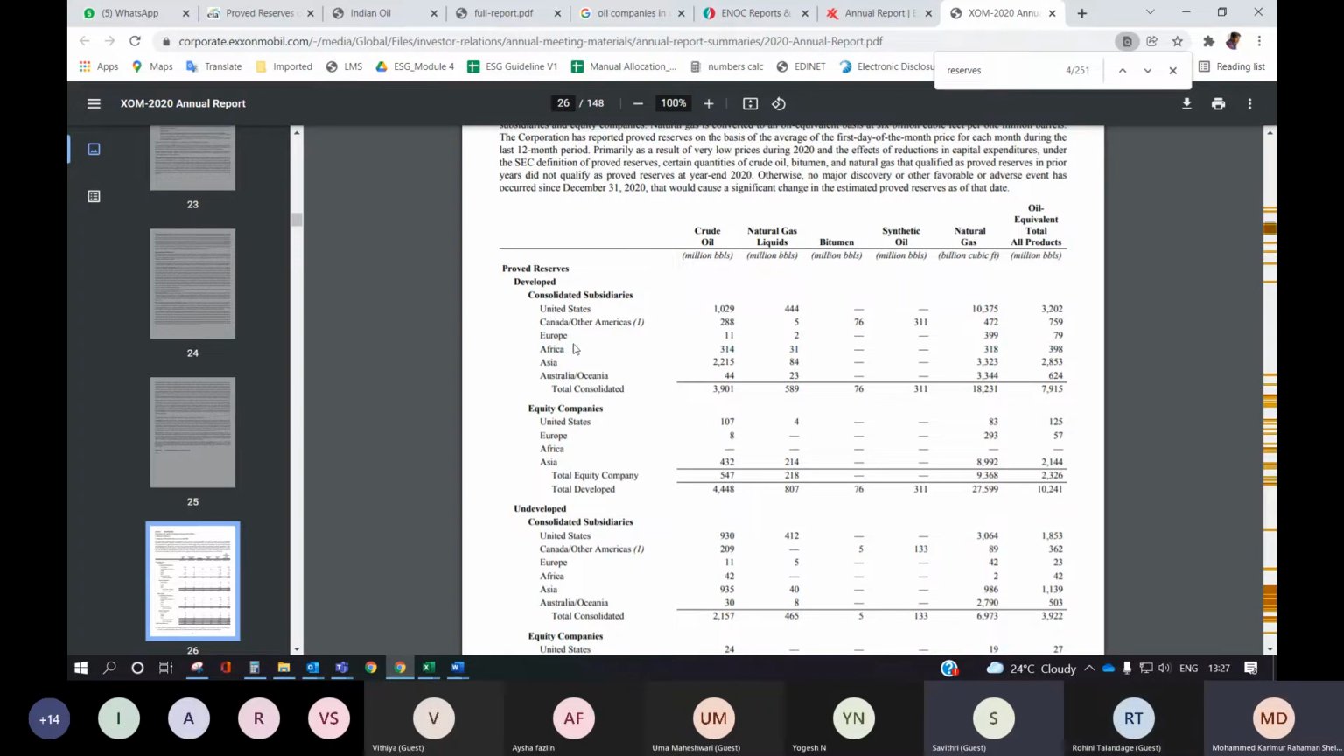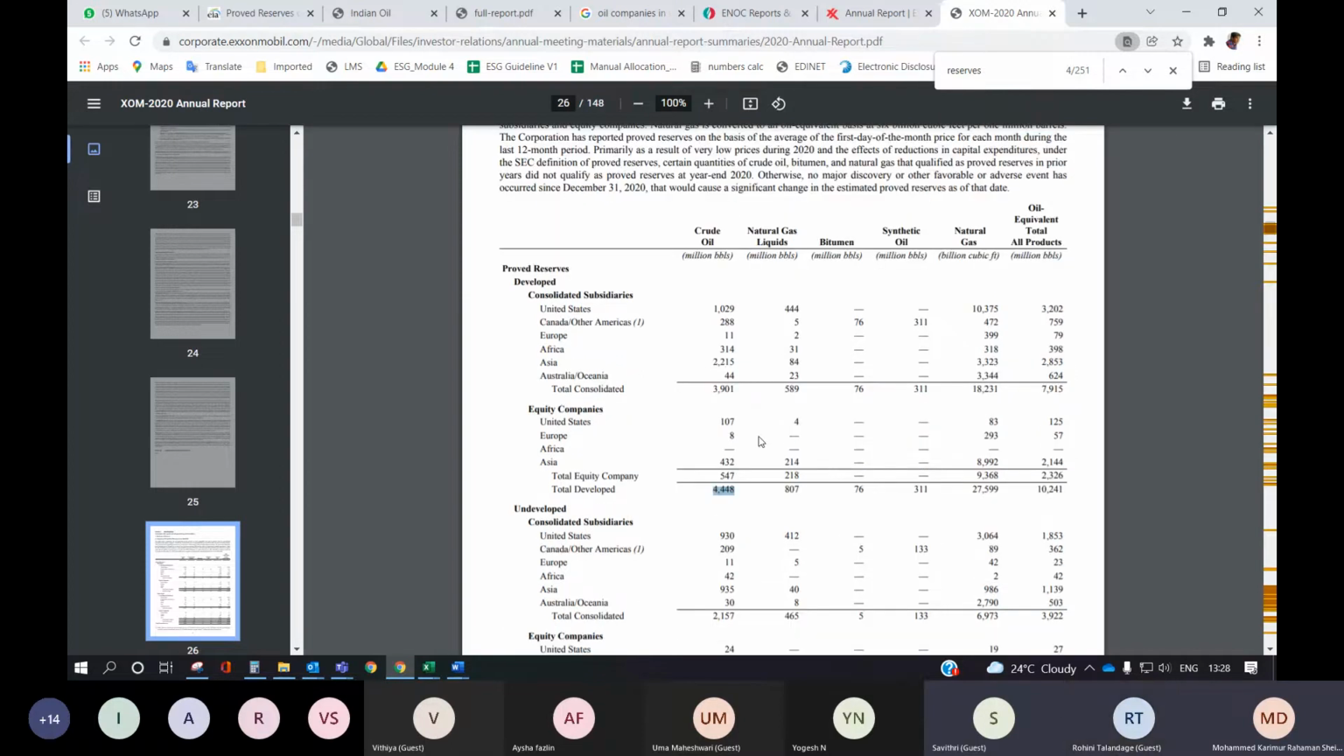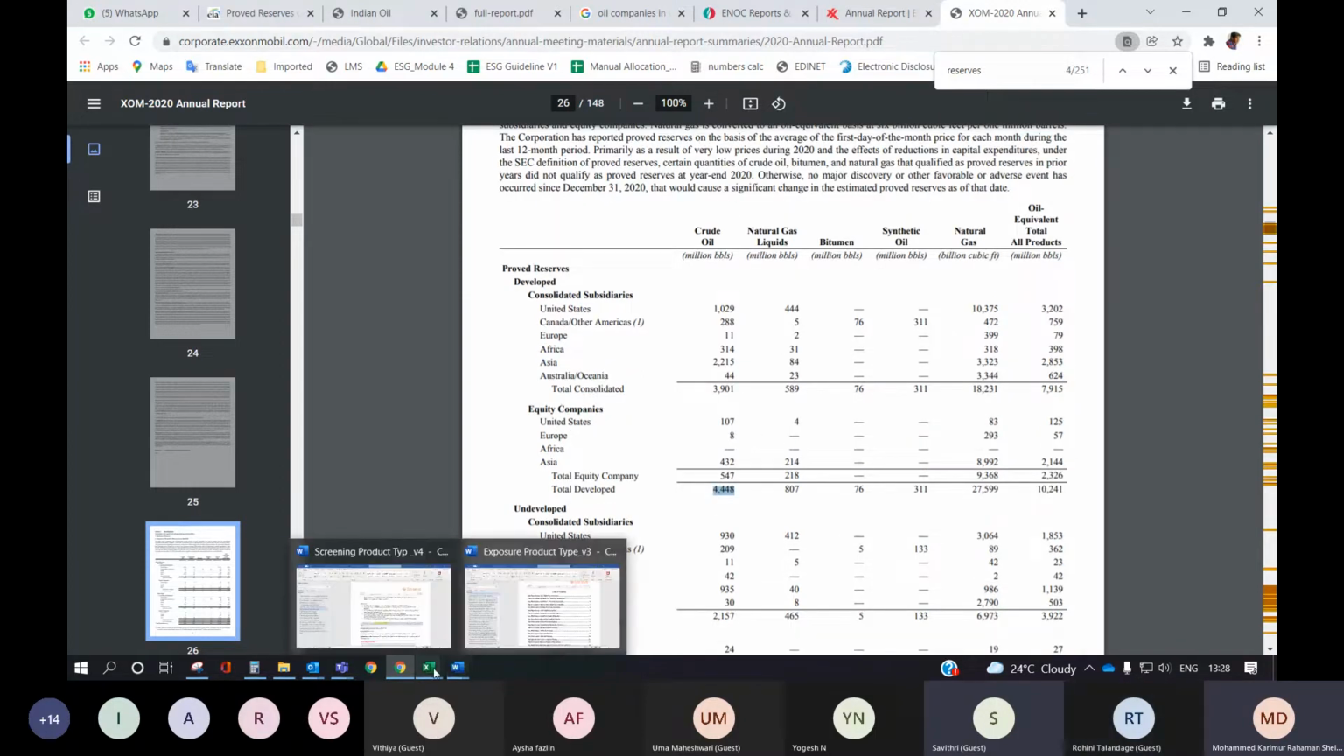So this is disclosed as consolidated subsidiaries and equity companies. You may have a doubt about which one you need to capture. The total consolidated value is 3901 and the total equity company value is 547, and by adding these they are saying total developed, which is 448. So this 448 only you are going to capture.